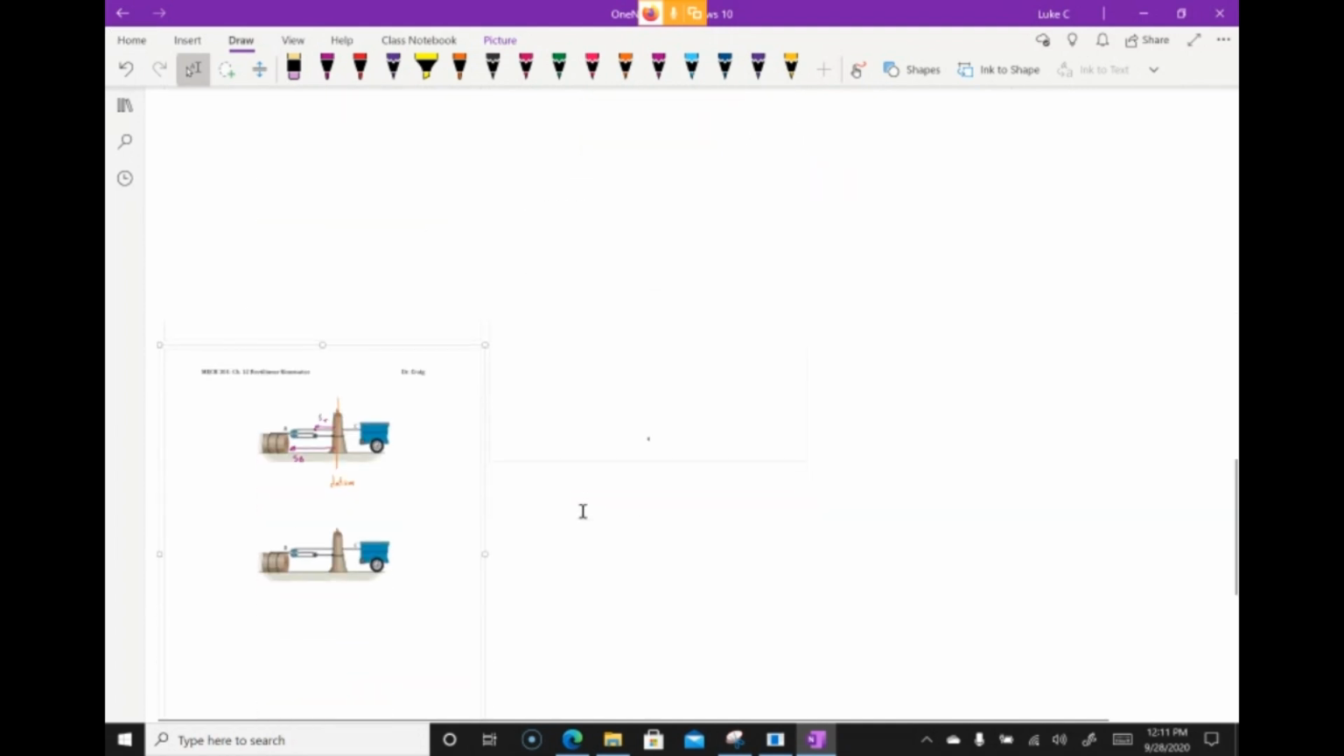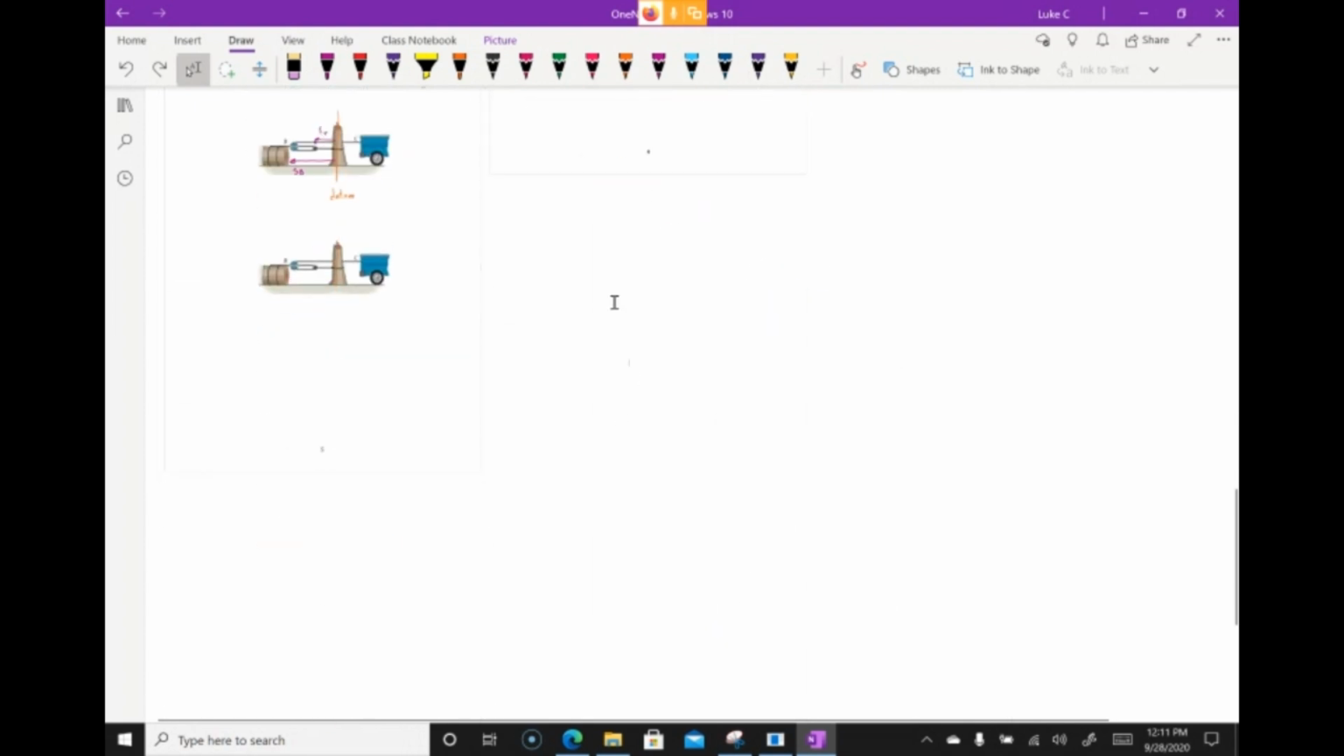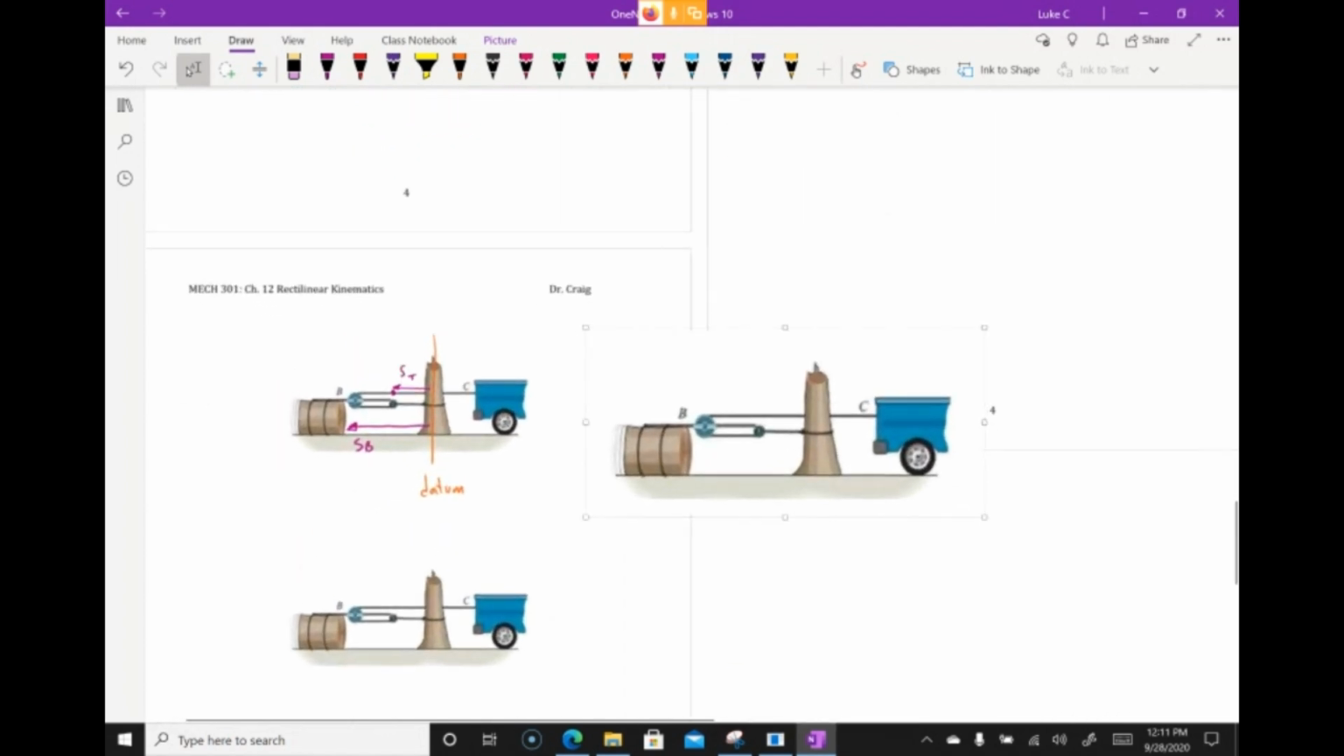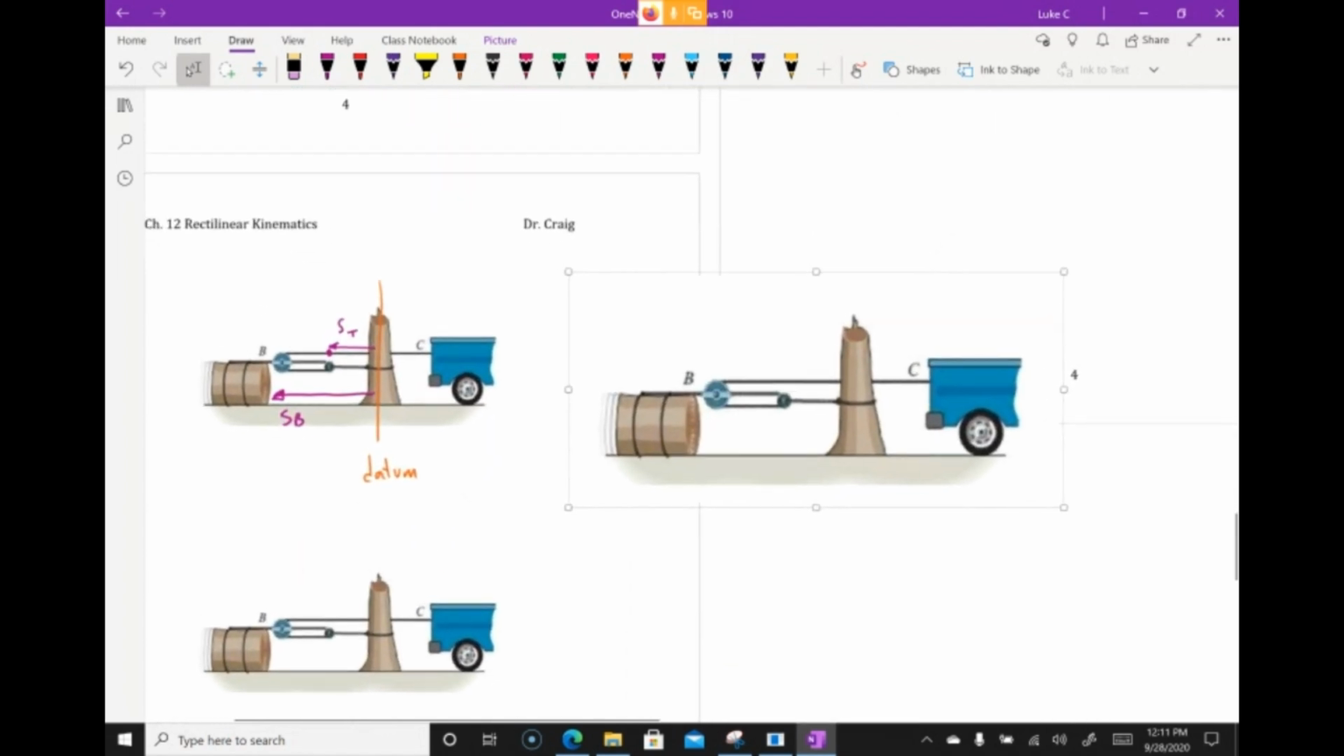Oh my God, sorry, my computer's acting up. Paste it right here. Oh, there we go. Let's make it a little smaller.